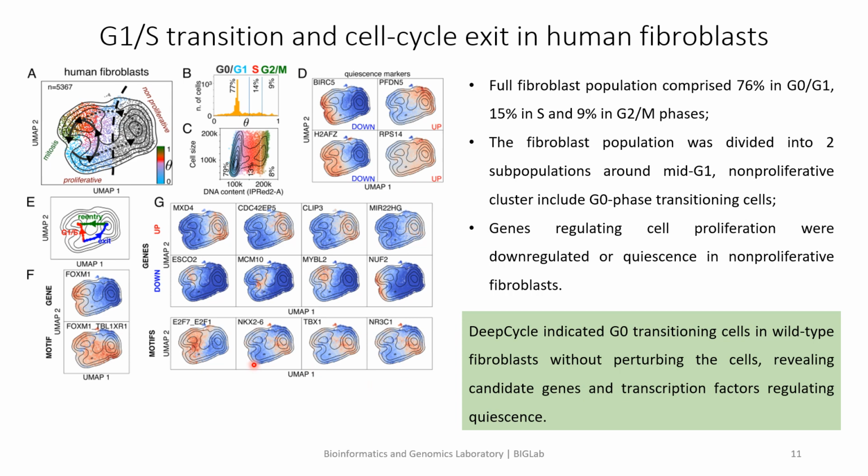Using the DeepCycle method, the researchers characterized a subpopulation of human fibroblasts with low cycling activity, initially excluded from analysis. The full fibroblast population was found to comprise over 70% in G0/G1, 15% in S phase and only 9% in second G M phase.